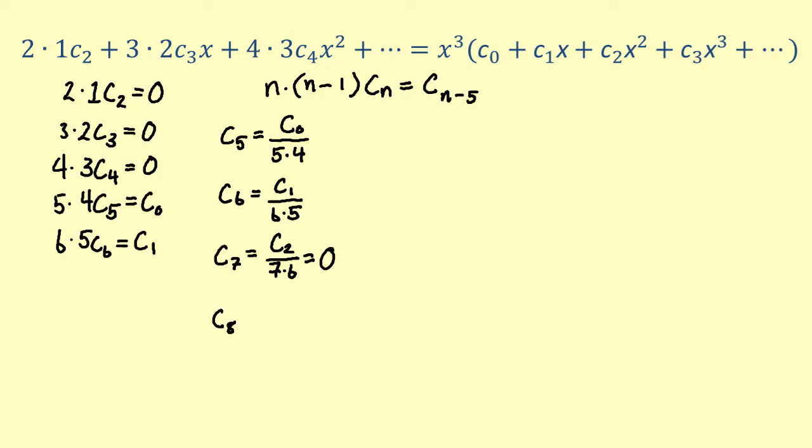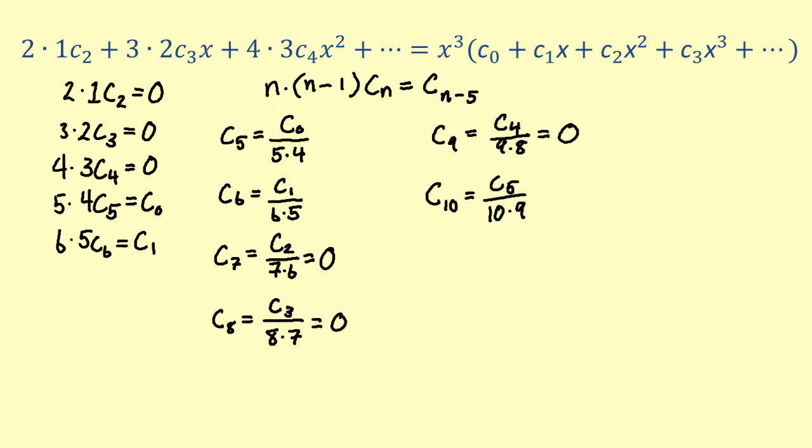Similarly, we get c sub 8 equals c sub 3 over 8 times 7, which is equal to 0. And then c sub 9 equals c sub 4 over 9 times 8, which is equal to 0. Now, we have c sub 10 equals c sub 5 over 10 times 9. Since c sub 5 is equal to c sub 0 over 5 times 4, we can substitute that in. So we get that this is equal to c sub 0 over 5 times 4 times 10 times 9.